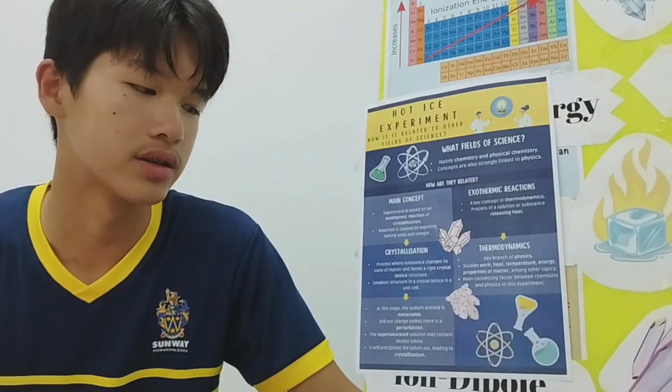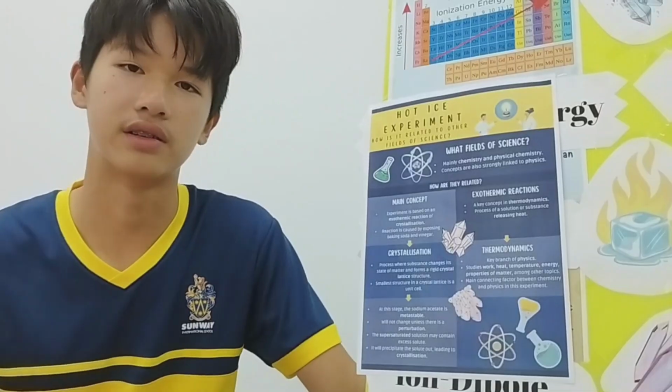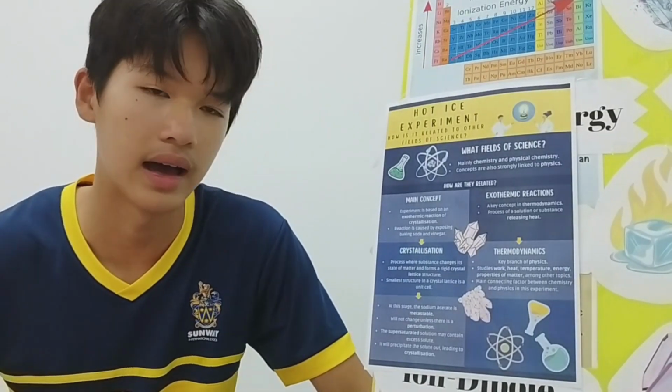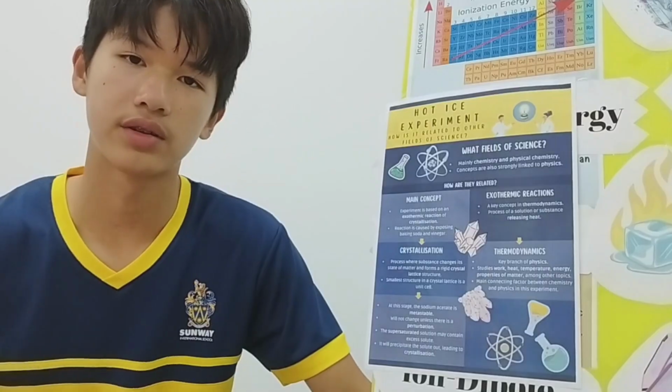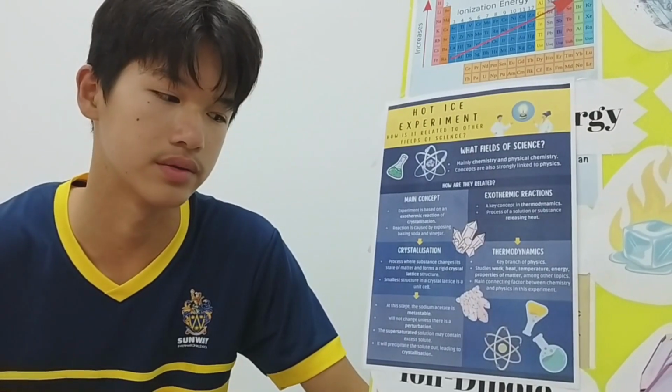So at this stage, the sodium acetate is considered a metastable solution, and it is also supersaturated and will not change unless there's a perturbation. However, in some cases there might be some excess solute, and the sodium acetate will precipitate out that excess solute, which leads to crystallization.